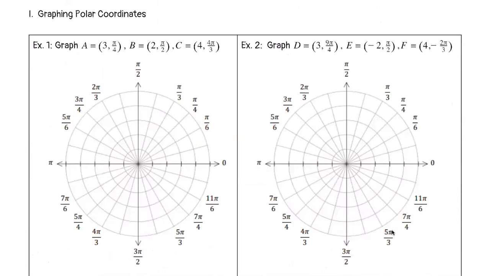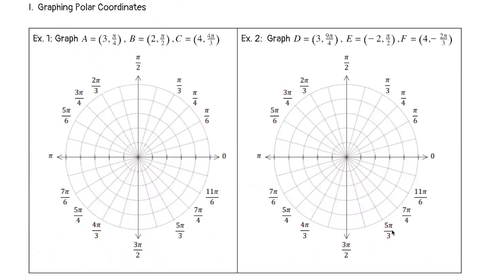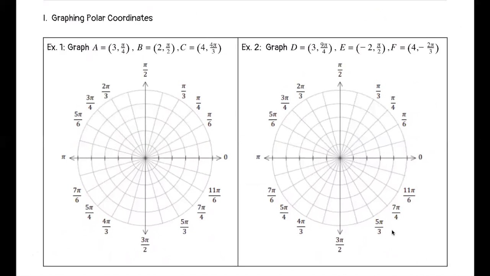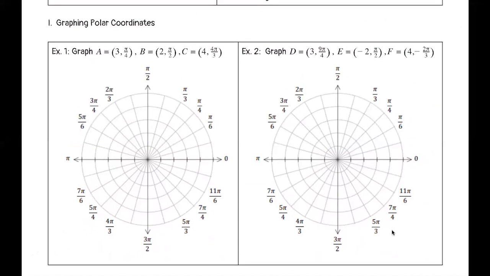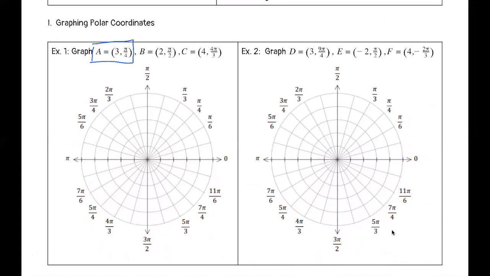So, I'm graphing polar coordinates. Let's go back to some basics, okay? So we're gonna do 2 examples. We're gonna graph a few different points and see if we can get the hang of this. So in point A, let's do that in blue. I'm going to go to pi over 4, and then from the center, I'm going to count out 3 circles. So 1, 2, 3. So 3 comma pi over 4 should be right there. Does that make sense to folks?